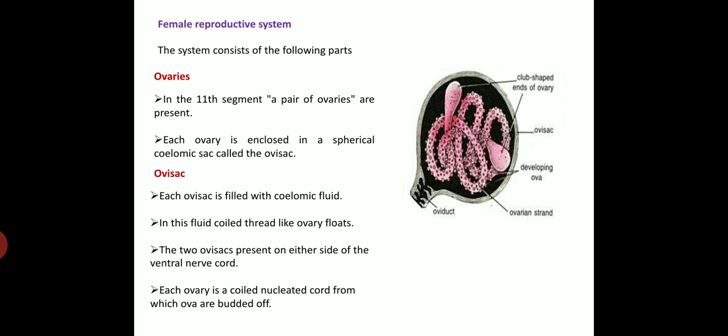Next it is the ovisac. The ovisac is filled with coelomic fluid. In this fluid, the coiled thread-like ovary floats. The two ovisacs are present on either side of the ventral nerve cord. Each ovary is a coiled nucleated cord from which the ova are budded off.